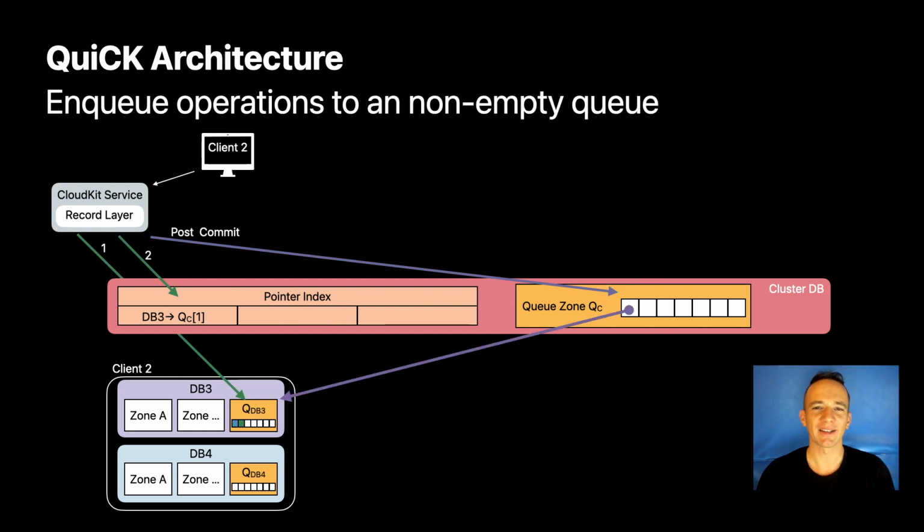Let's consider another scenario, in which a pointer already exists in QC due to an earlier enqueue. Client 2 starts a transaction by enqueuing a task directly to queue DB3. Then, as part of the same transaction, it reads the entry in the pointer index. Since it's already there, it commits the transaction. After the commit, the client initiates a new transaction in which it reads and potentially updates the vesting time of the pointer. This can help reduce the processing latency, but it isn't required for correctness and we don't need to retry this transaction in case it aborts.